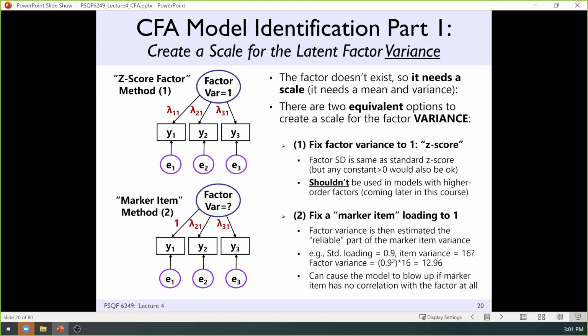So you will see discussions about which should be the marker. It literally does not matter. You will get the exact same model fit. You will be just as right or just as wrong. The only situation in which it matters is if you have the misfortune to pick an item that literally doesn't measure the factor, because then there's no information to pass up from the item up to here because this loading is 0. That's the only thing that you can do wrong.